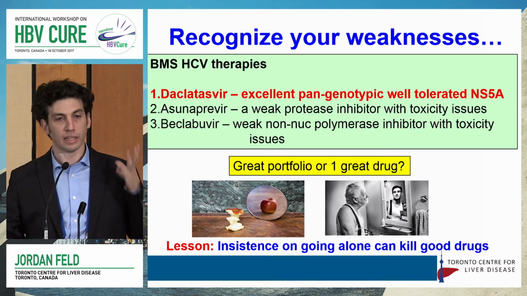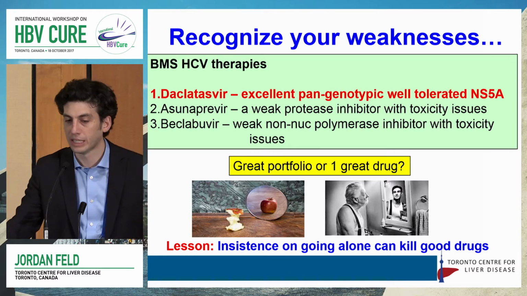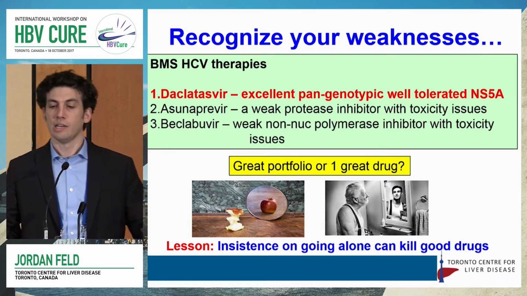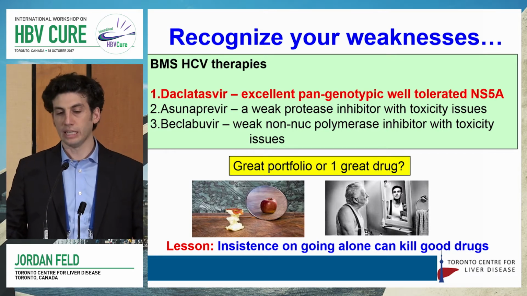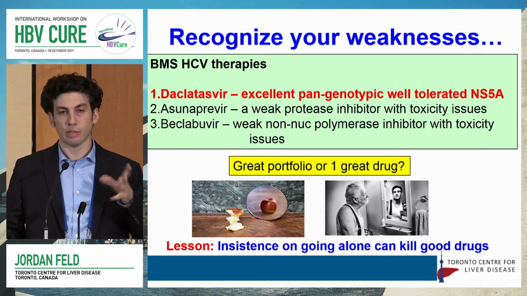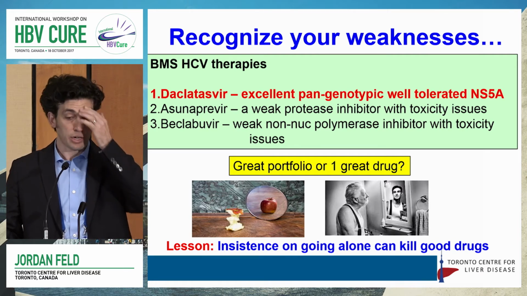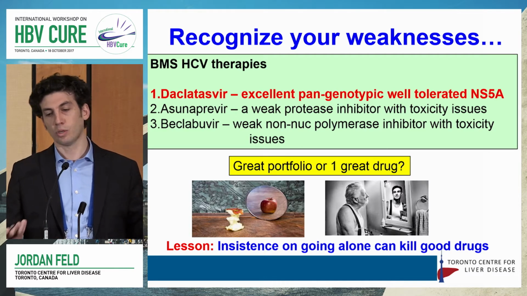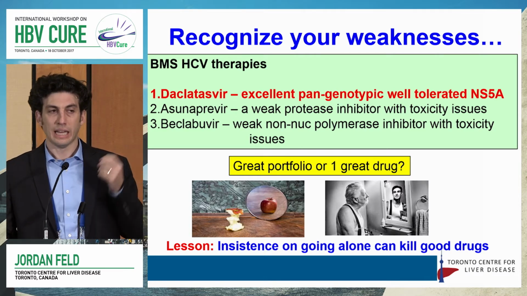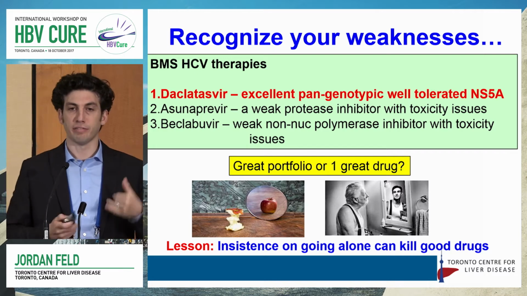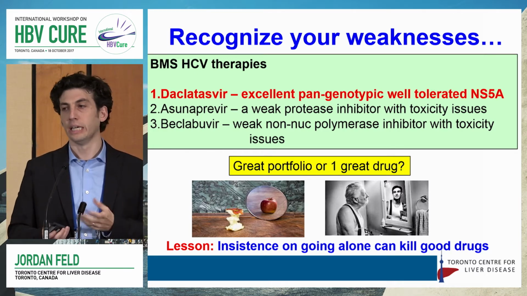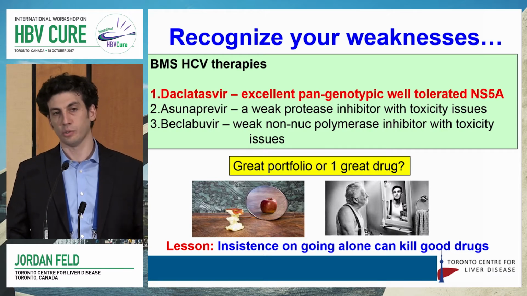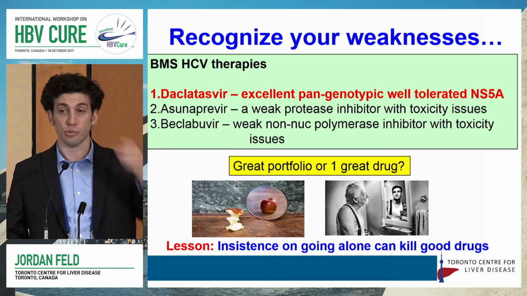And unfortunately, I think BMS here is a bad example where they developed 3 drugs crossing 3 different classes of Hep C drugs. So a very good pan-genotypic NS5A inhibitor, a less good and somewhat toxic protease inhibitor, and a non-Nuc polymerase inhibitor. And so you could look at this and say, well, maybe it's a great portfolio, or maybe it's just one great drug. And the challenge here is that by insisting on developing their own combination rather than partnering, really probably led to daclatasvir taking a lot longer to get approved, and not being as widely used as it might have been.